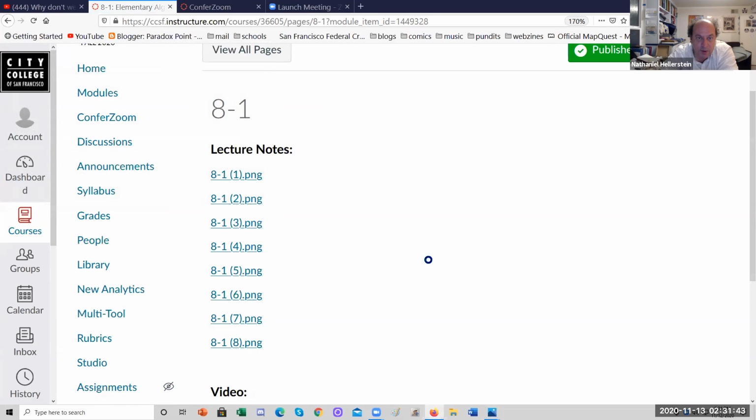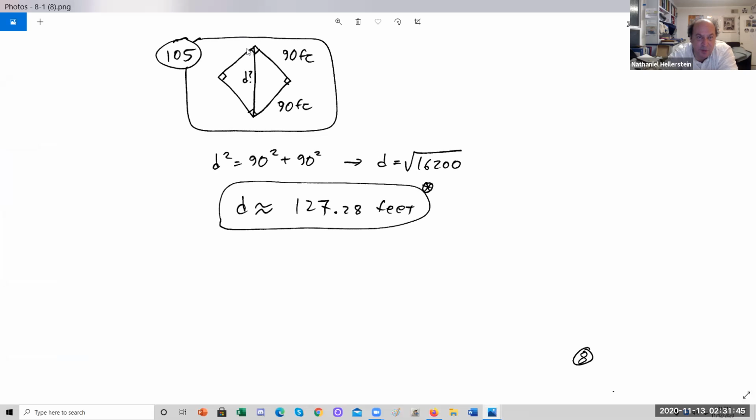This one talks about a baseball diamond, which of course is just a square rotated 45 degrees. It's 90 feet on a side. What's the distance between home plate and second base? Well, this is a right triangle, sides 90 and 90. So d squared is 90 squared plus 90 squared. If you take a square root and do some sums, d equals the square root of 16,200, which comes out to about 127.28 feet.